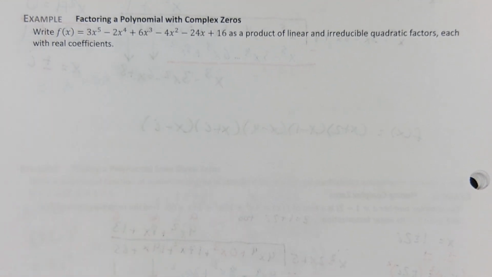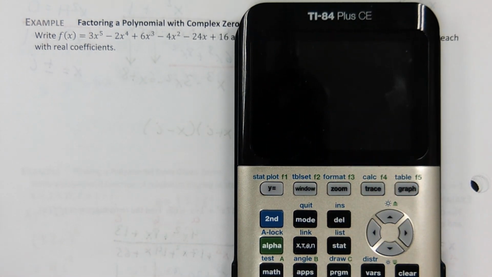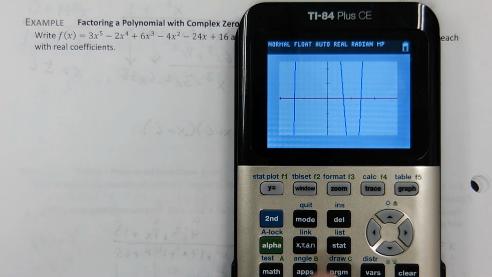We have a fifth degree polynomial. Guaranteed we have at least one real solution. What we will do is the same thing we did yesterday. We grab our calculator and we will graph it to hunt for possible real solutions that are pretty. Turn it on. Oops.